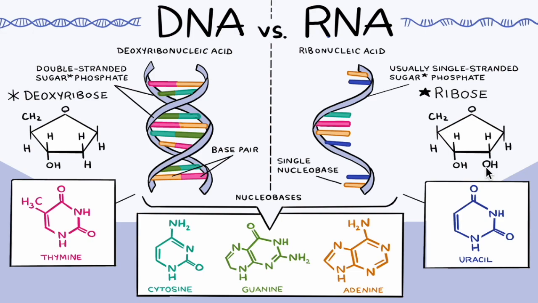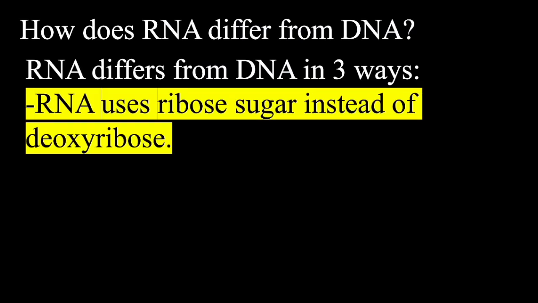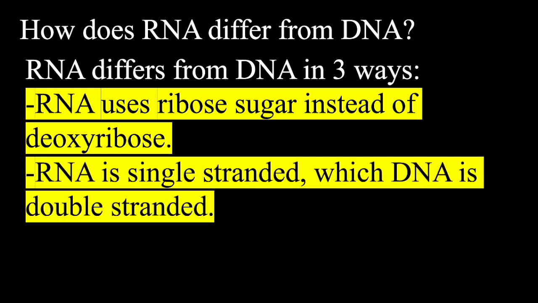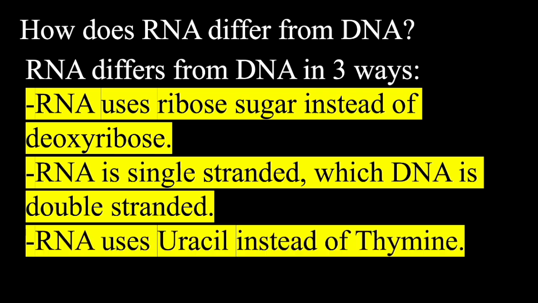The last difference is the use of uracil. Uracil is going to replace thymine. So because of base pairing rules, adenine will base pair with uracil, and cytosine is still going to base pair with guanine. So the 3 differences again: RNA uses ribose sugar instead of deoxyribose, RNA is single-stranded, while DNA is double-stranded, and RNA uses uracil instead of thymine.